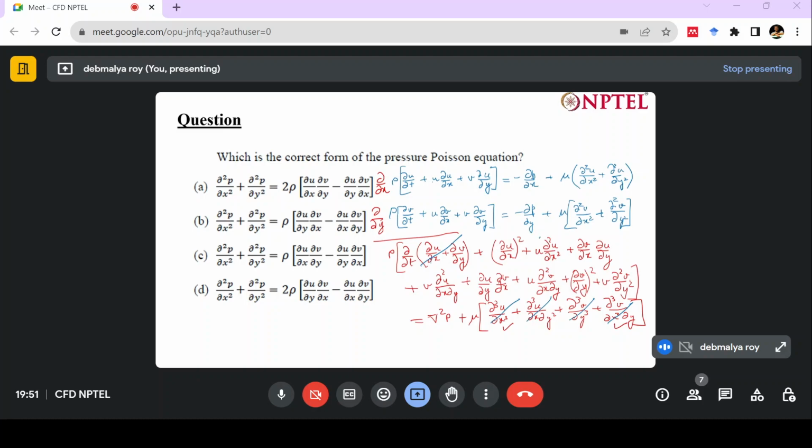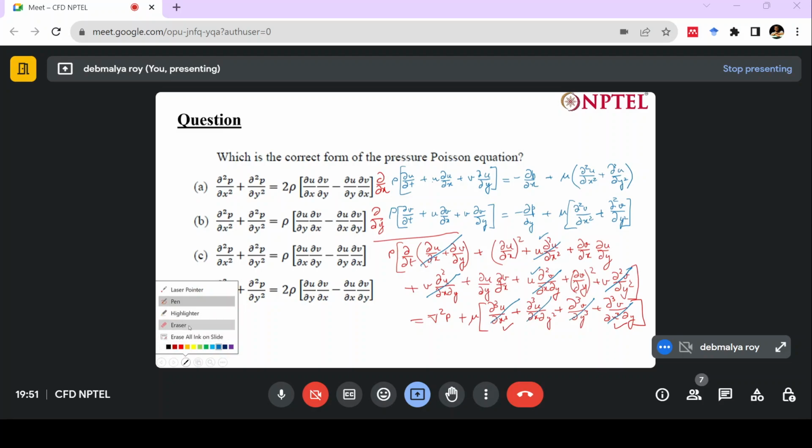So if I take this term and this term, I can take common u del x as an operator. So if I take u del x common, then I have del u del x plus del v del y. So these two terms can go. Similarly, if I take v del y common, then these two terms can also go. So I have a very limited number of terms now.